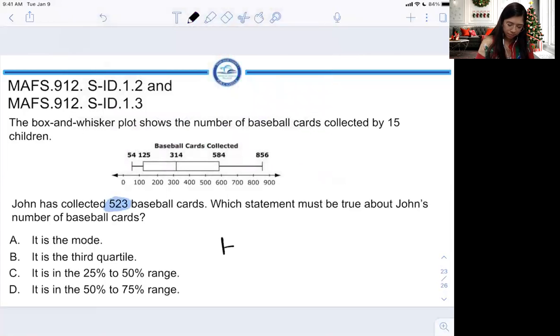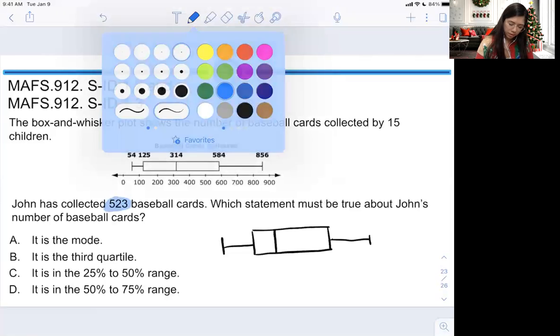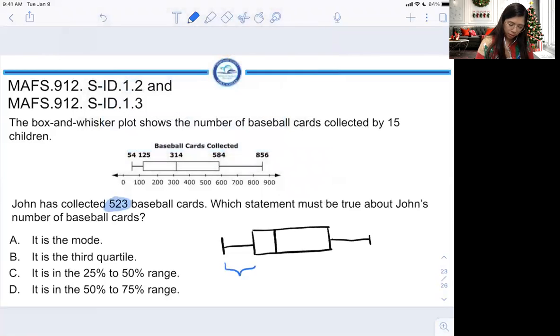Let me just draw just a sample. Okay, so here's just a random box. We have 4 quartiles. This line is called Q1, but the first quartile is that section. And that quartile represents 25% of the data. So 25% is in there.